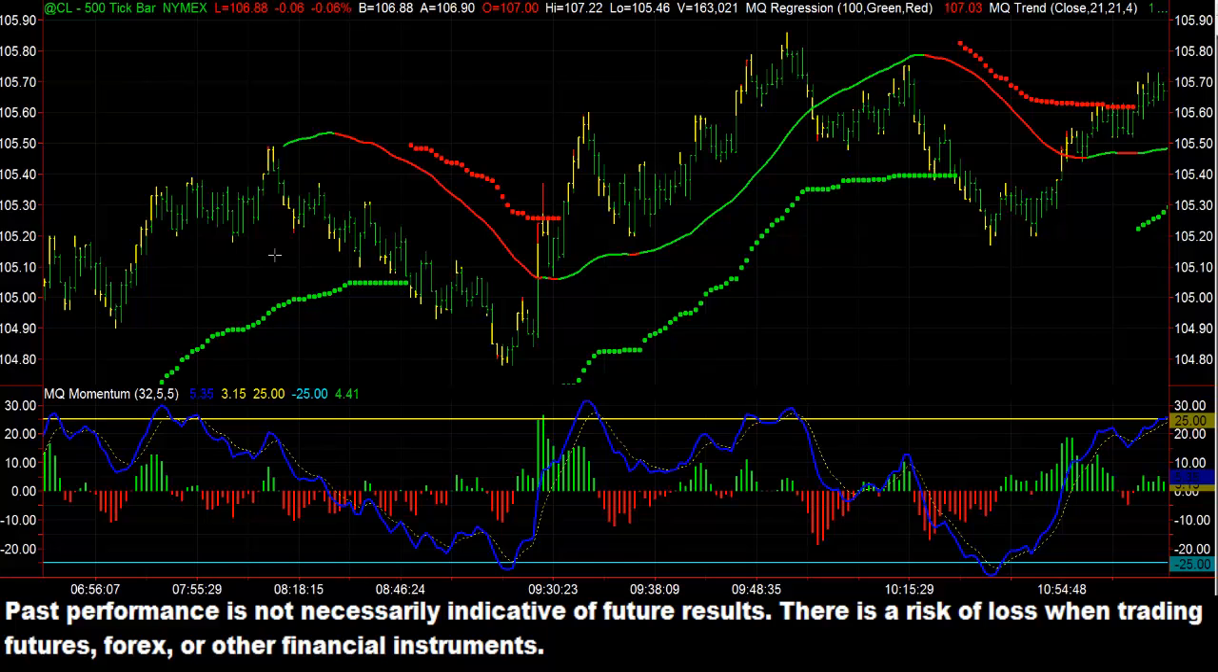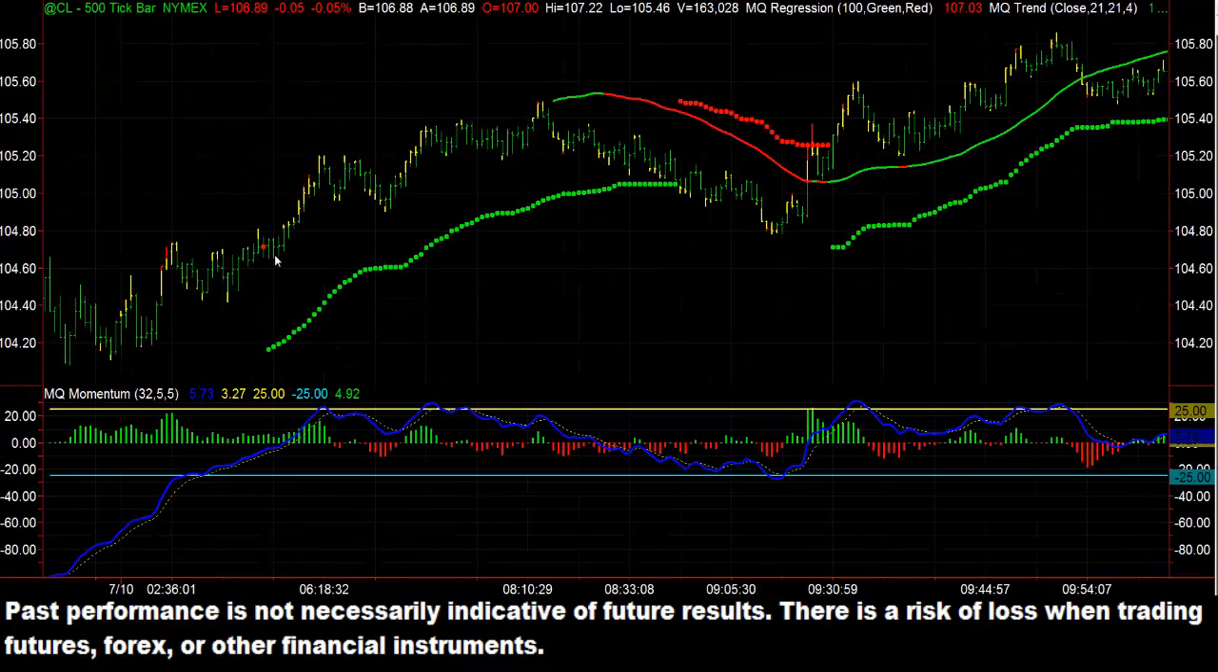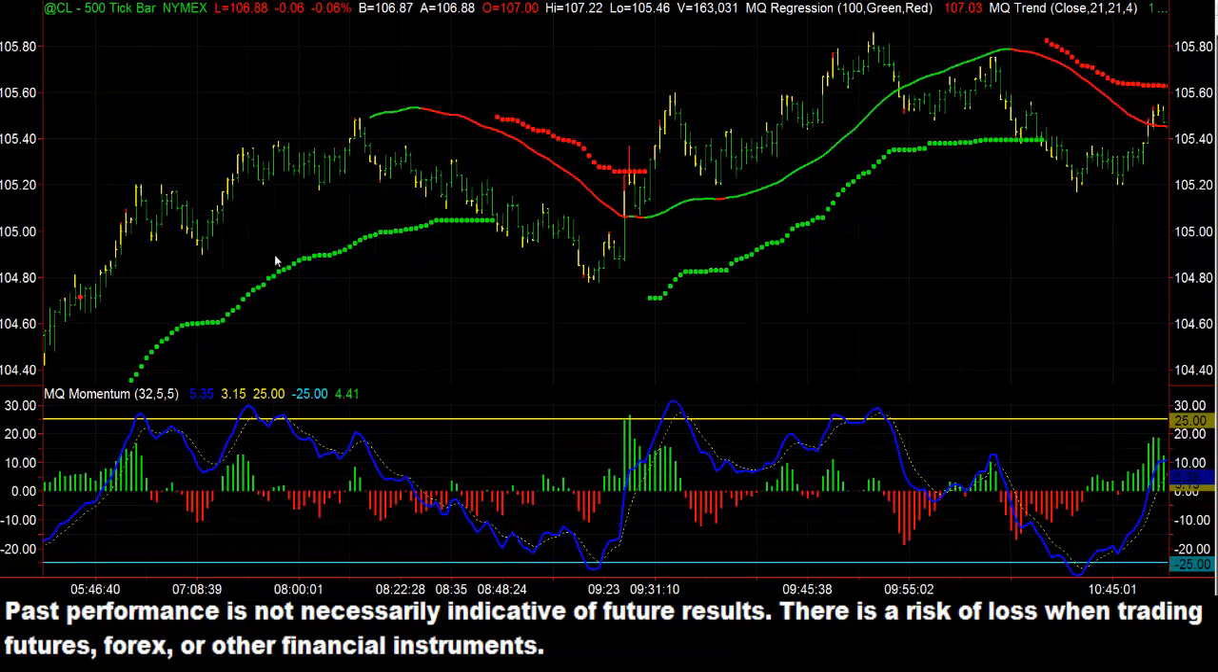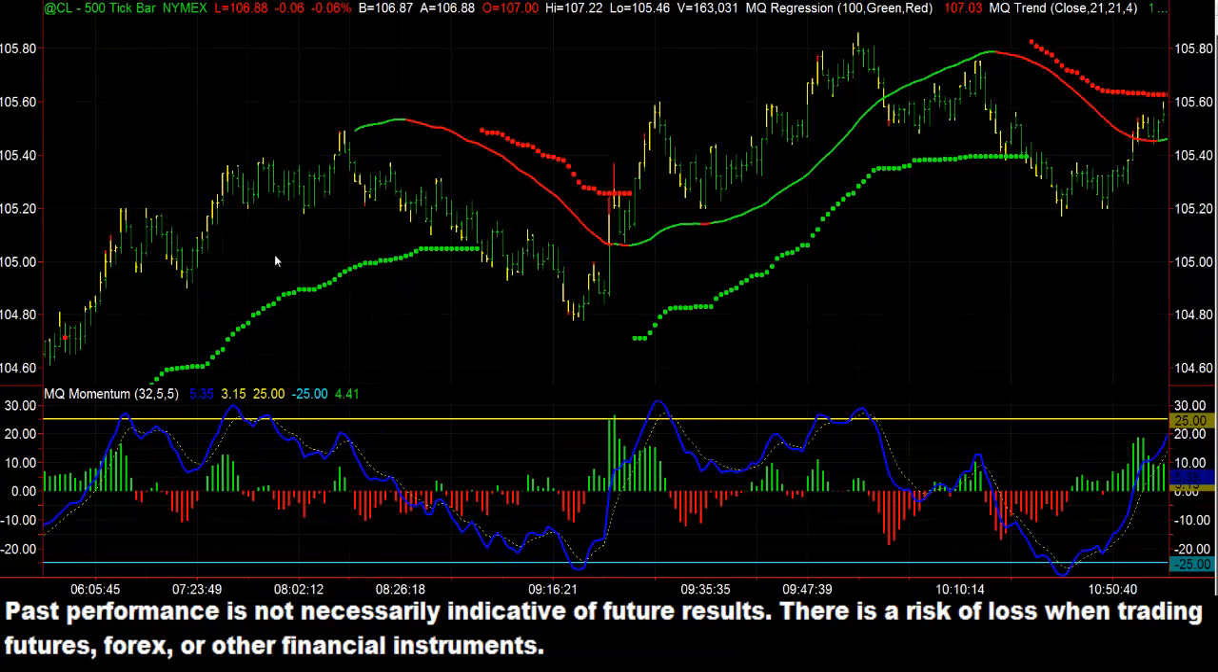So here's how we teach how to trade trends, whether you're using a 500 tick chart or a 2-hour chart or whatever chart it is. It works the same regardless. The first thing we'll do is you can visually just look as I scroll through this. You have MQ trend, which is the dots, and MQ regression, which is the solid line.